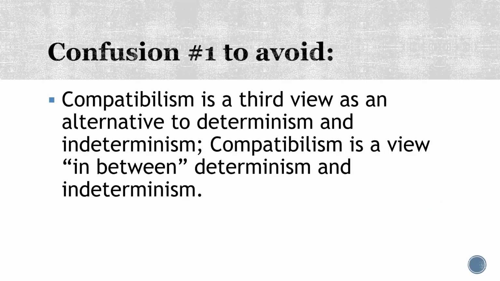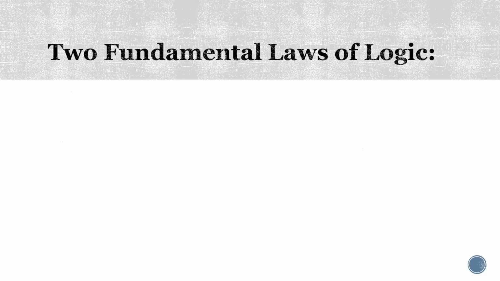So the first of those is what we'll call confusion number one to avoid: that compatibilism is a third view and it's an alternative to determinism and indeterminism. Okay, that's a confusion to avoid. People sometimes think that compatibilism is somehow in between determinism and indeterminism, and it is not. Now, to explain why it is not, I'd like to bring in some other considerations here.